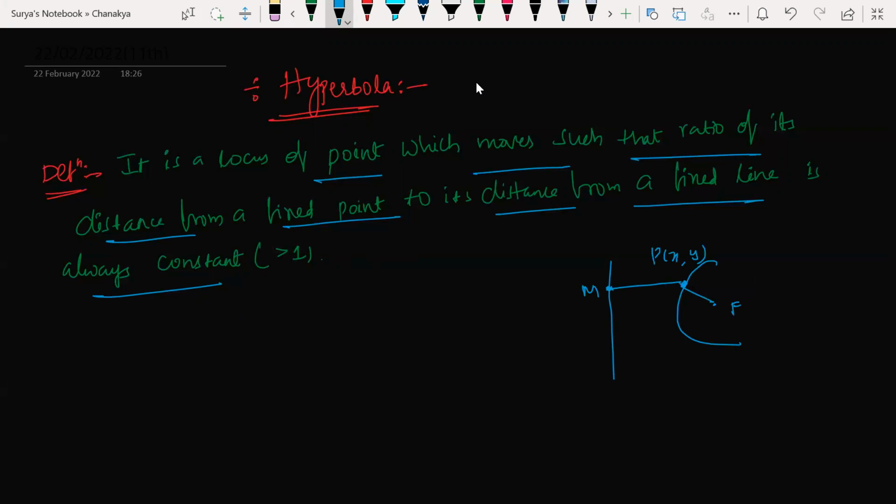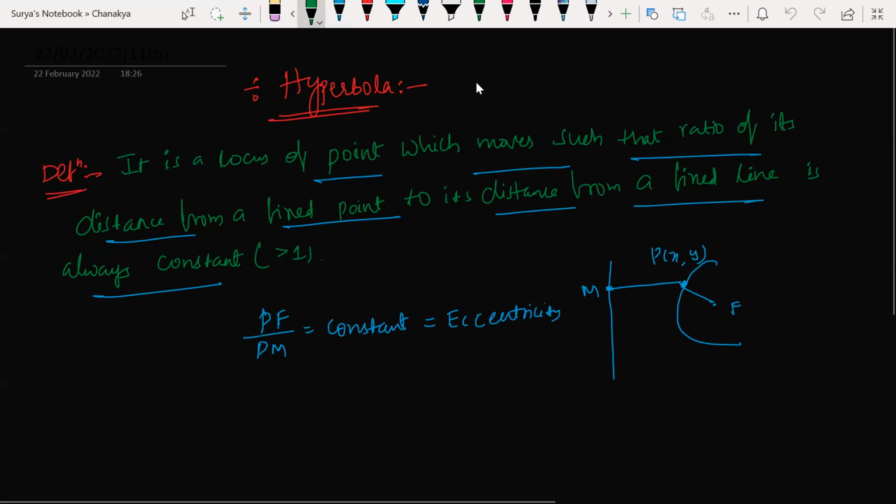So here, what is the meaning of the eccentricity? I mean, how do I define the hyperbola? In ellipse, what used to happen? Look at this here, PF upon PM is constant. In hyperbola, here also PF upon PM is equal to constant, which I call eccentricity. The ratio of PF and PM I call eccentricity.